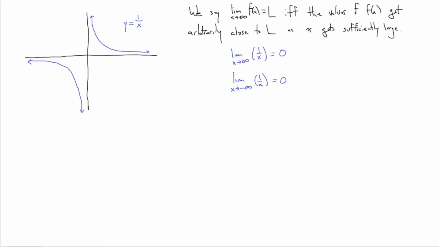These are what we call horizontal asymptotes, and we'll say that a function has a horizontal asymptote if the limit as x approaches infinity or negative infinity is equal to some real number. Let's take a quick look at an example.